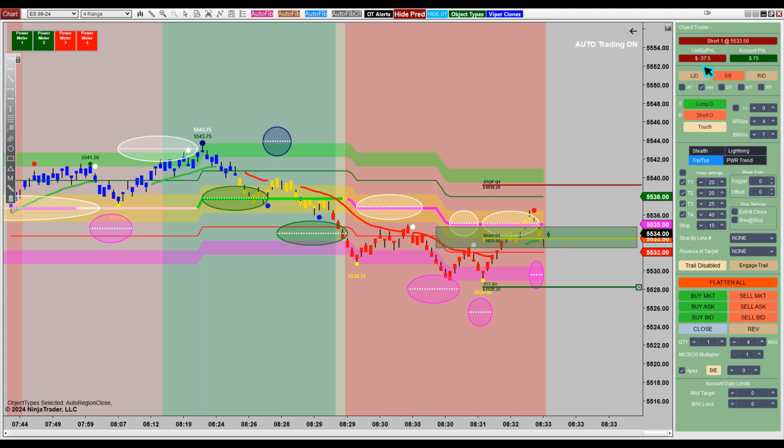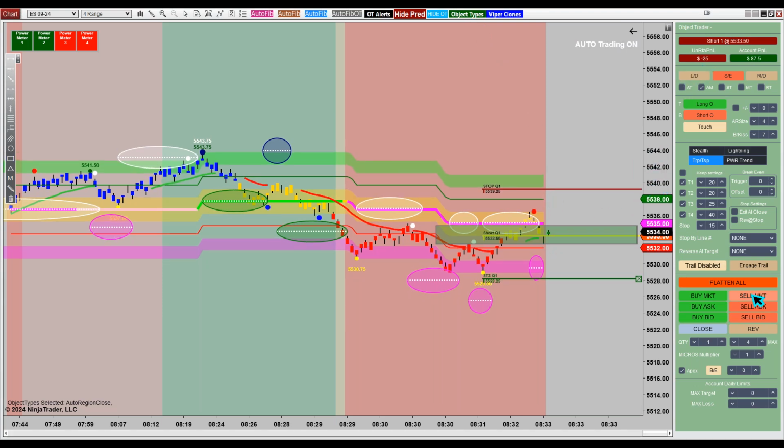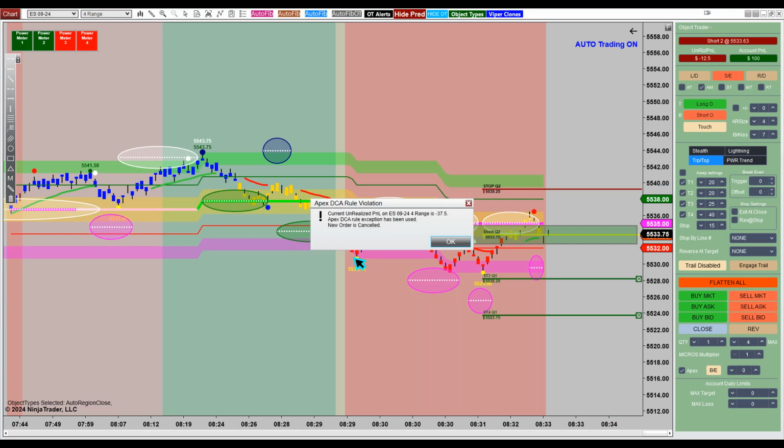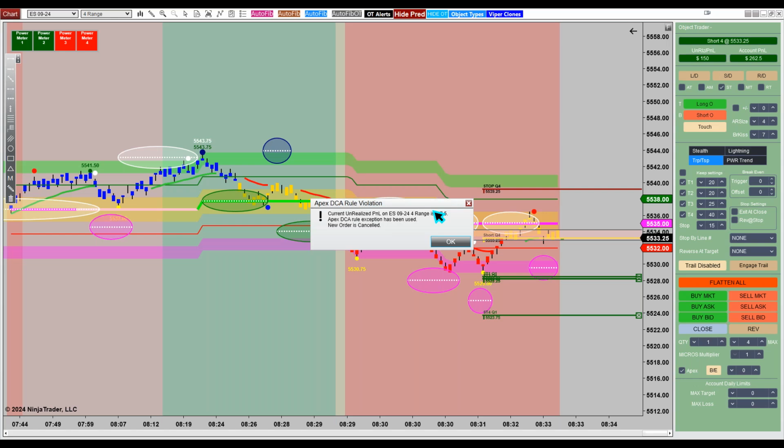Okay, but see now it's negative. So if I add one, I'm okay to do that. But if I try to add another one, it breaks this rule. See where it says current unrealized P&L on ES 924, which is the contract, 4-range bar, is negative $37.50 at the time I tried to fire that trade. Now, if I click OK and I want to fire it again, I can, because see, I'm not negative anymore.